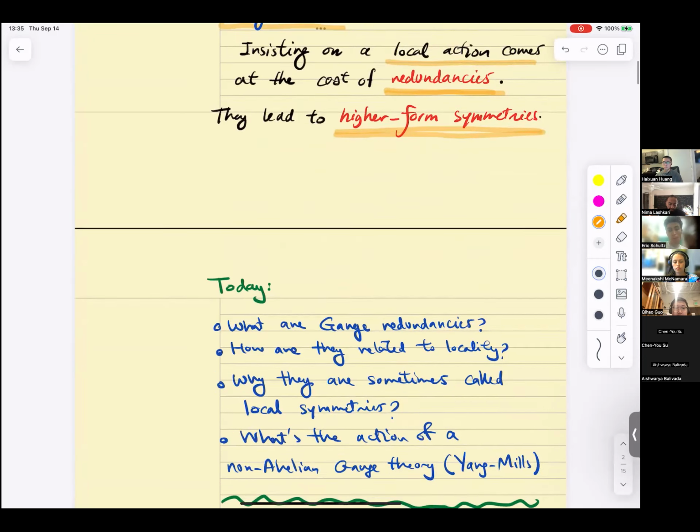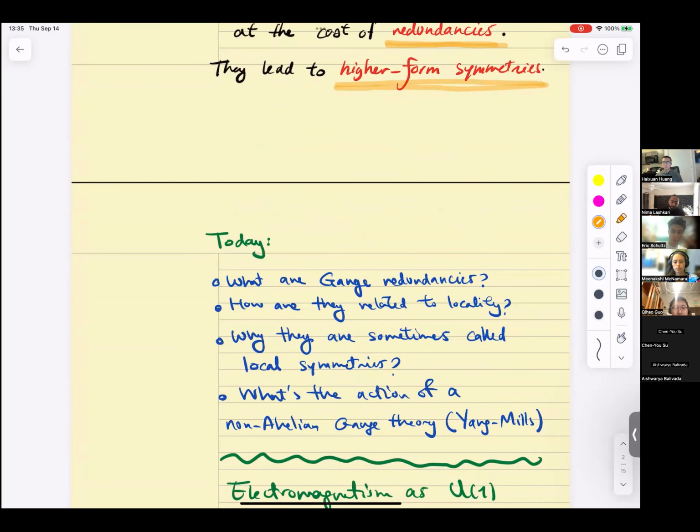So today, what are we going to say? By the end of the lecture, hopefully you'll have the answer to these 4 questions. What are gauge redundancies? How are they related to locality? I already briefly mentioned this in one of the lectures when we discussed overviewing electrodynamics. Why are they called, or why did they used to be called, local symmetries? So hopefully that will become clear as well.